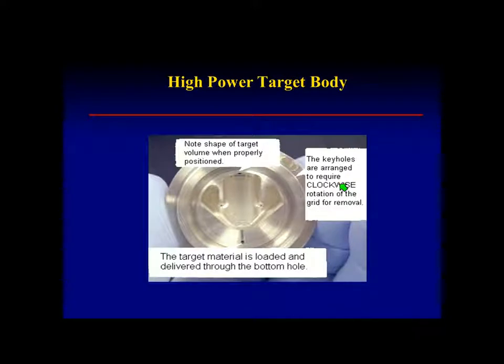This is the size of the target. This is an F-18 titanium target. So that's a person's hand holding that target. It's not very large. And again, we fill this to a certain point, filled from the bottom. We then push pressure on top. We increase the pressure to about 450 psi. We get a much higher yield if we run under pressure.